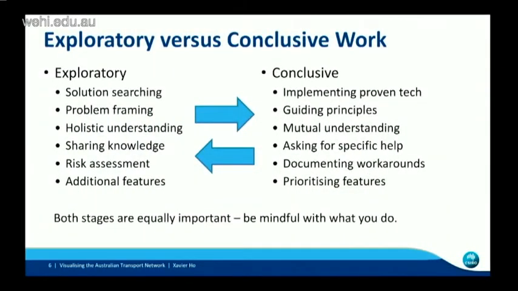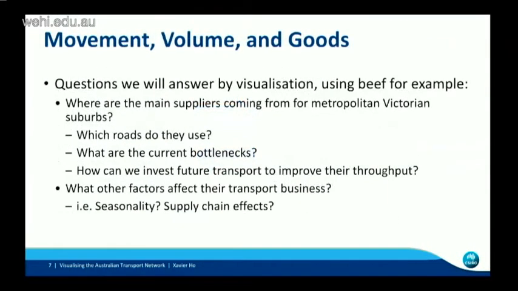Okay, so just to quickly wrap up so I can take some questions. This project is looking at movement volume and goods. So how many movements, how much is there, what kind of volume of goods is being transported around, and how can we invest in future roadworks so that we can improve the logistics.